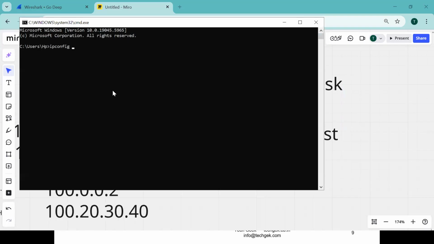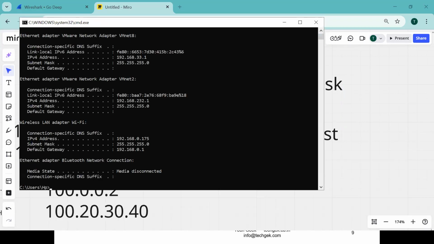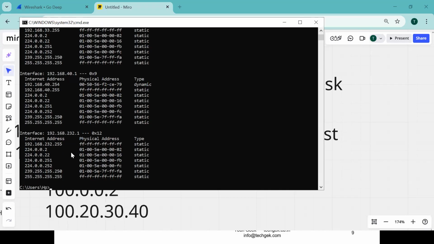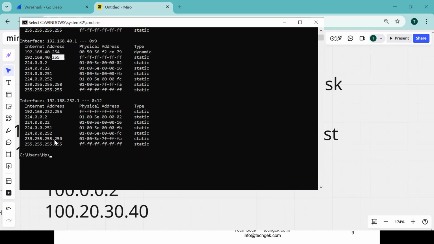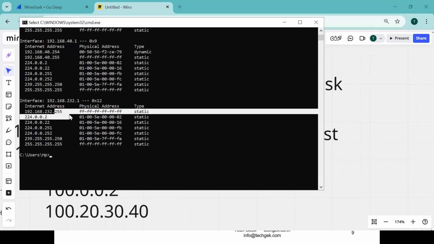We have the ipconfig. If I do that, you can see that any IP address ending with 0 is called a subnet, and any IP address ending with 1 is called the default gateway. So 0 is the subnet mask and 1 is considered the gateway. In the same way, we have the broadcast IP address, which ends with 255 here. This 255 is always used for broadcasting information.